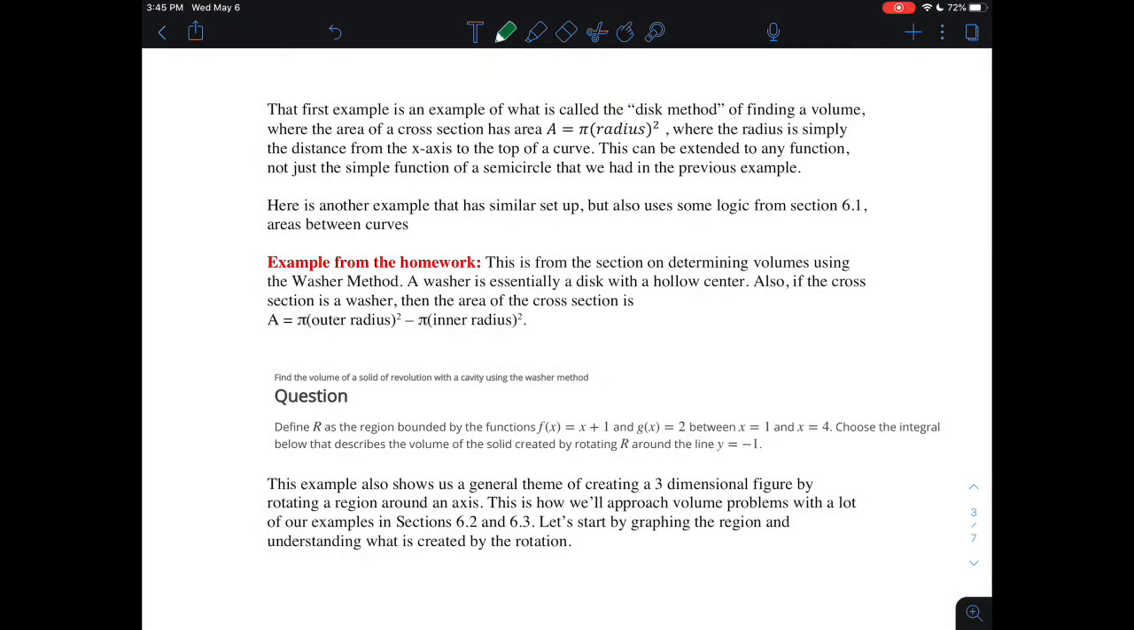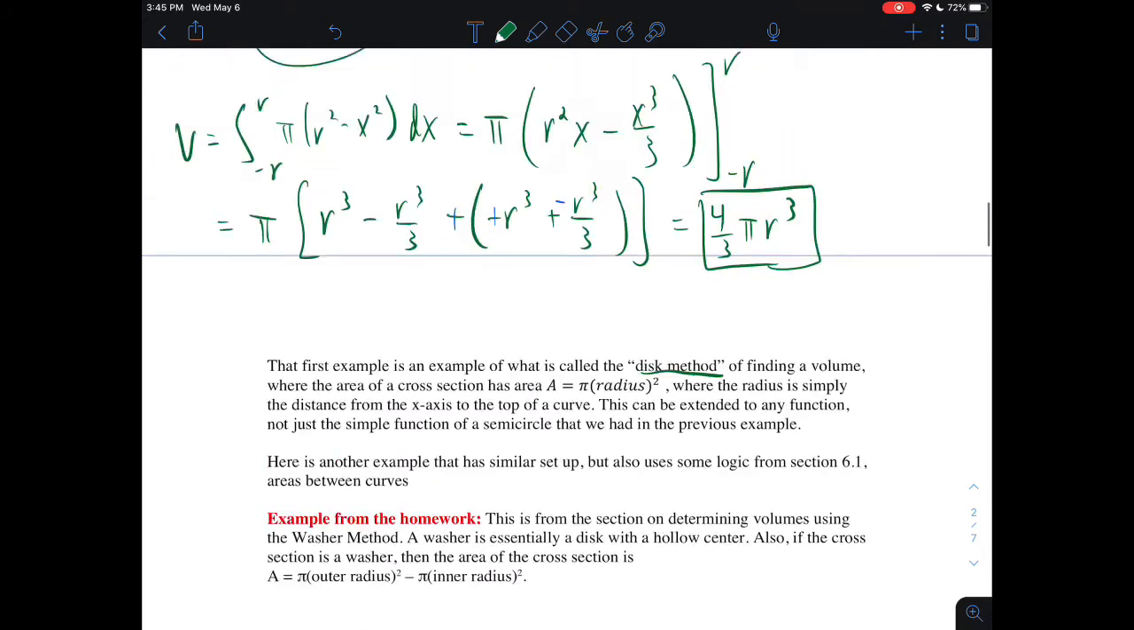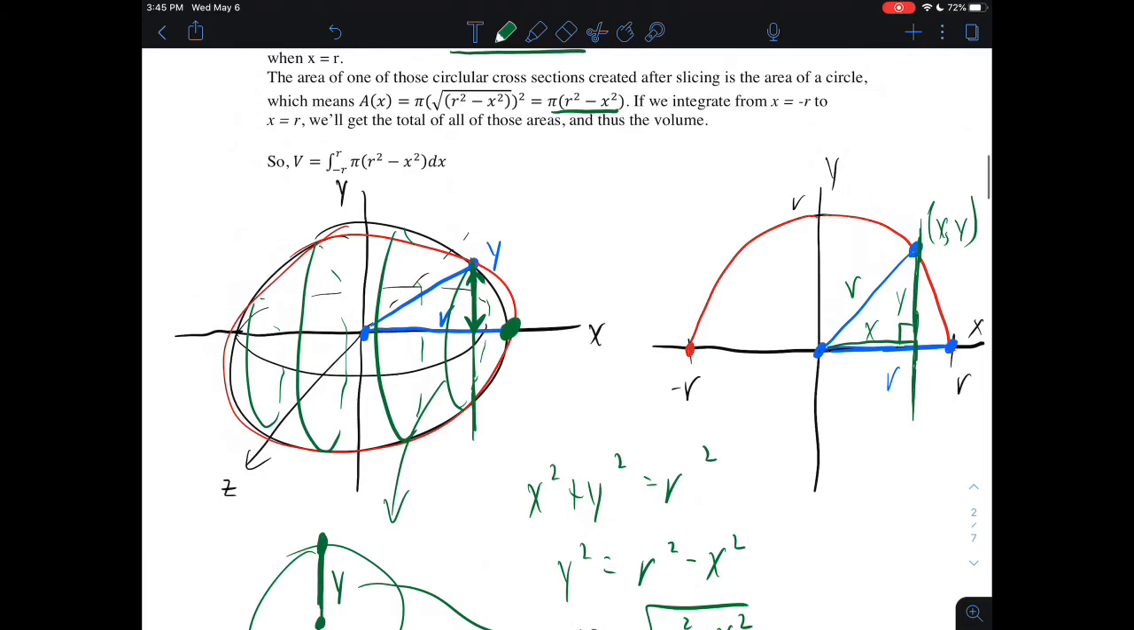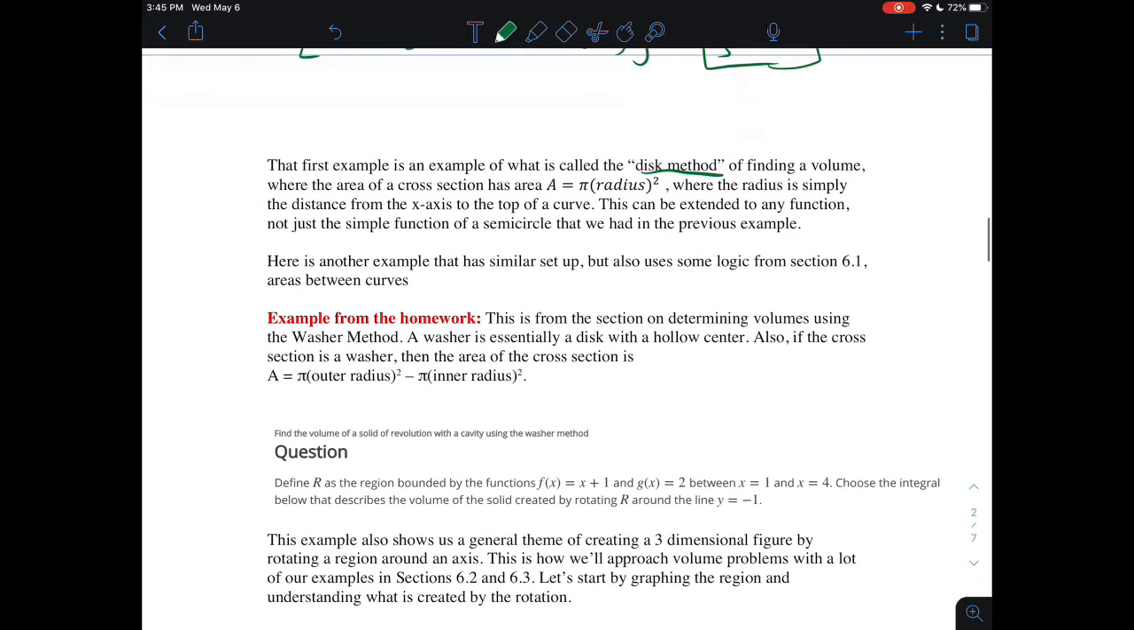That first example that we just did is also an example of what is called the disk method. When I was doing that example, I was thinking of these cross sections, and when I did that, I'm getting things that look like disks or coins. We can use those disks and then add them all up to find a volume.